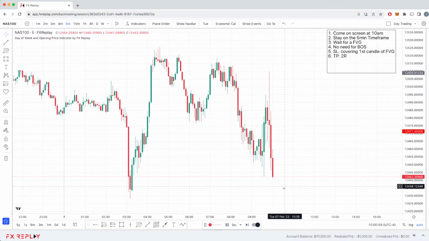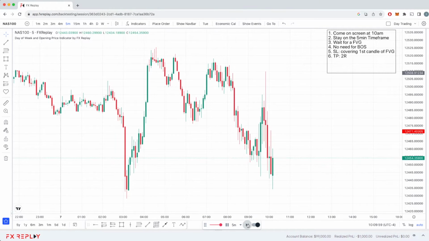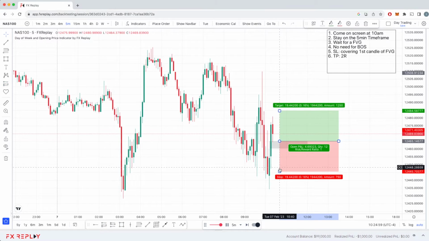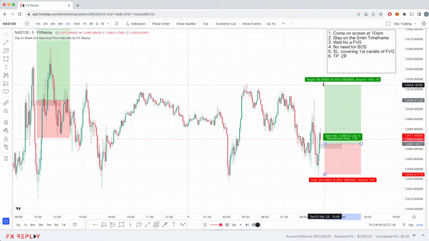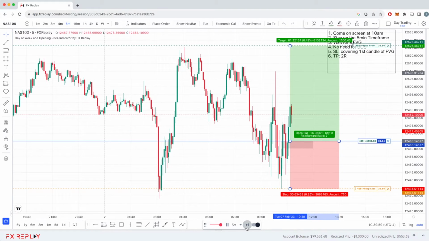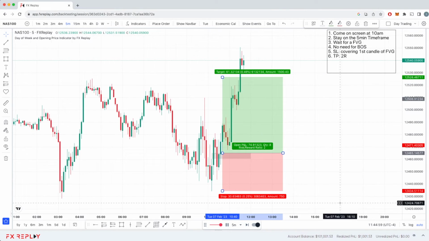Alright, so this is the 10 AM. Let's now wait for a fair value gap. So I have one right there. Entry at the open, stop loss covering this low, and a 2 to 1. Nice execution, and our first take profit. So very quickly we covered the first loss. Once again the next day.